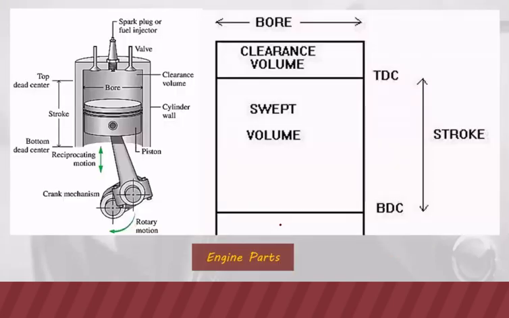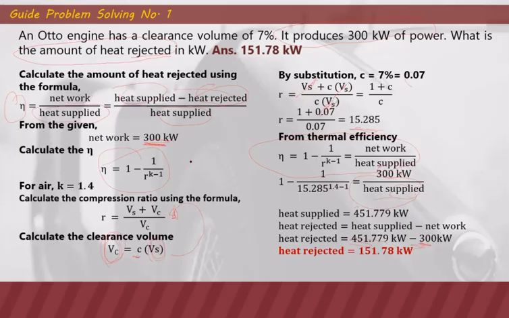And then problem solving number 2, but before that, this is how our engine parts look like. So this is the engine parts we have here. In the previous problem, there was a mention of clearance volume. There is also a mention of swept volume. So this is how it looks like.